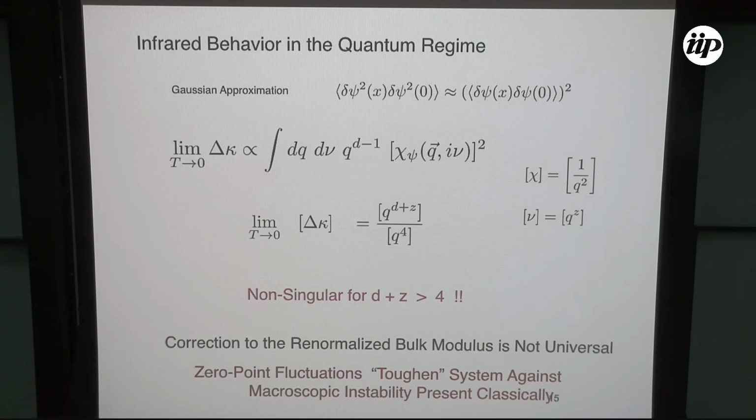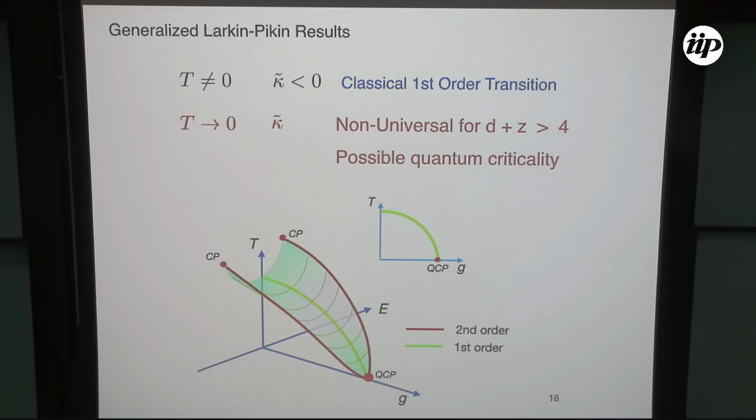Okay? In other words, if you want to be dramatic, you can say that quantum fluctuations lift the system from the infrared slavery that's in the classical regime. Okay, so that's why we call it quantum annealed criticality, because of this toughening. So for T, what have we found? For T greater than 0, we have a classical first order transition. For T going to 0, we're saying that we have non-universal behavior for d plus z going to 4.